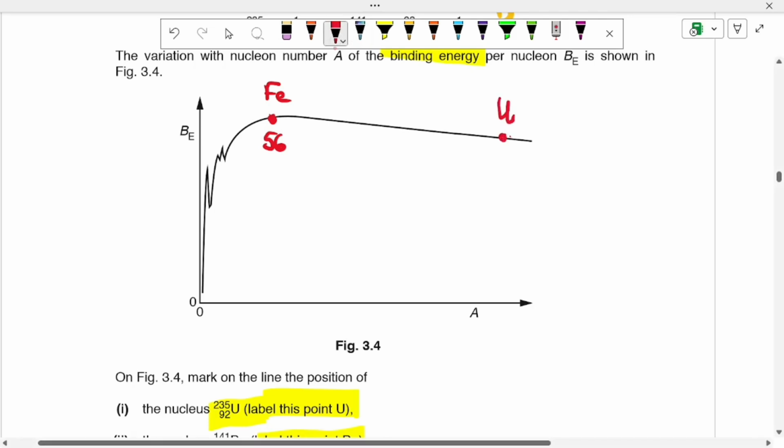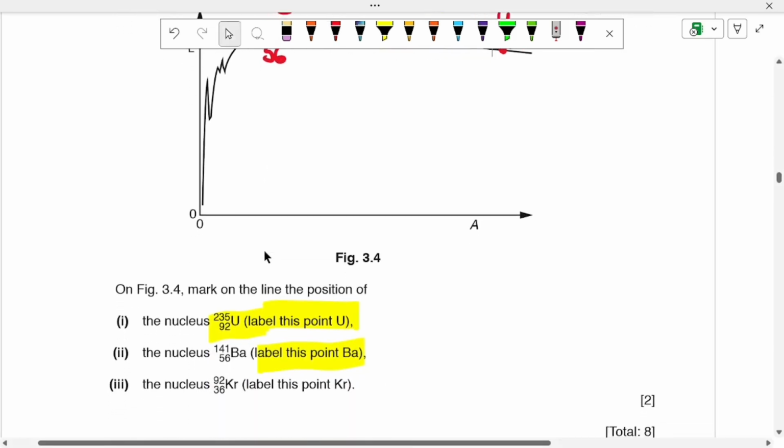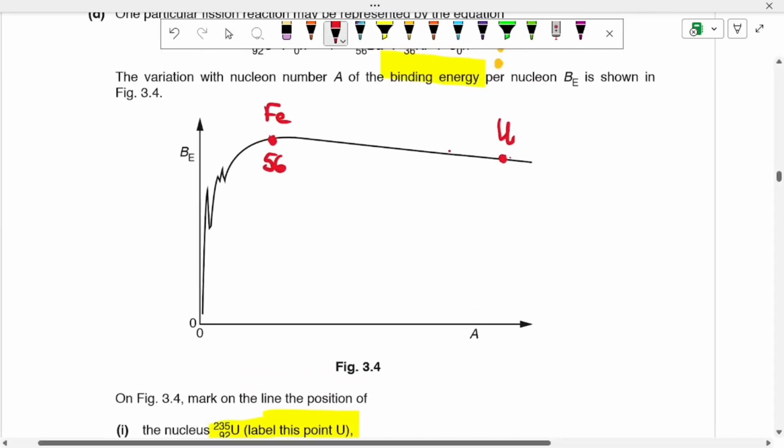So if I've been asked to mark the position of uranium, it has a very high A, 235, so I expect to find uranium over here. So I'm going to put uranium over here, okay, 235, and I've been asked to label this point U. The point Ba is 141 Ba, so I expect Ba to be over here, right, guys? Then Kr, I expect it to be over here. I don't need all of this, okay? So I have Kr because Kr has a lower A, so it's going to be on this side. Your graph has already been drawn for you. Uranium is the highest, so it's going to be on this side.